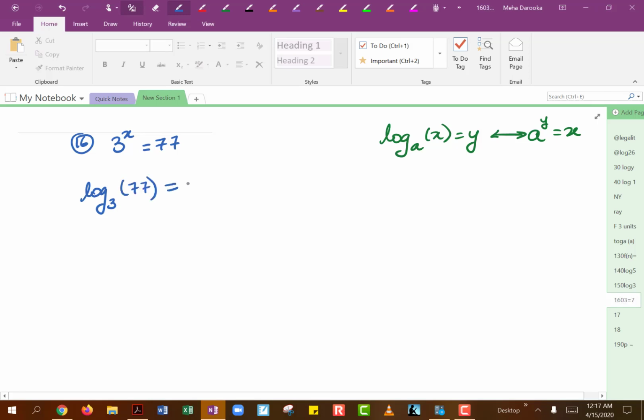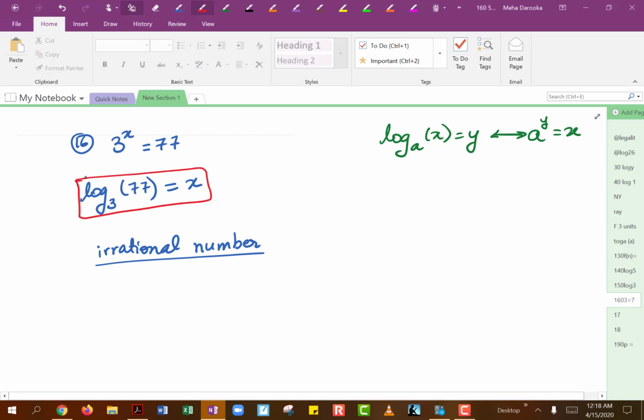Now, we're not quite ready to see how to solve this log of 77 with base 3. We will talk about that in the next section, but there is a way that you can solve this and get an answer. Basically the idea is that you have an irrational number as your solution here. When we are ready in the next section, we'll talk about how to solve this. So for now, for this section, just leave it as log of 77 with base 3 as your exact answer for number 16, okay?